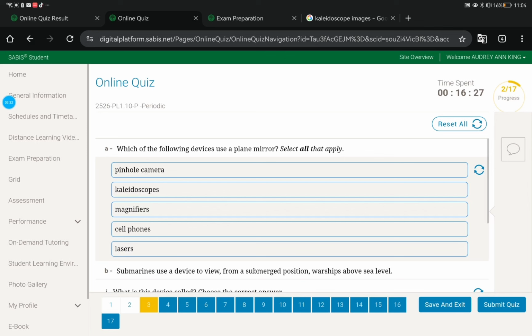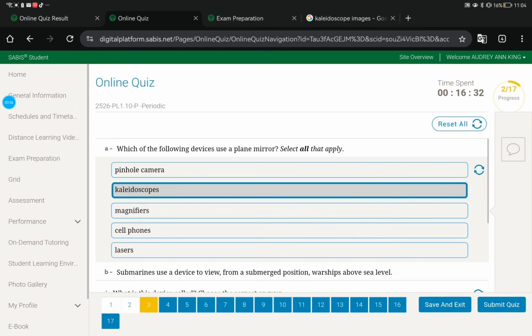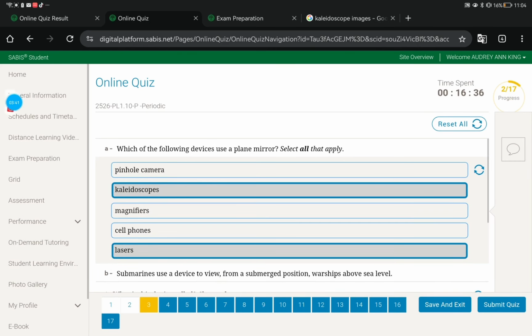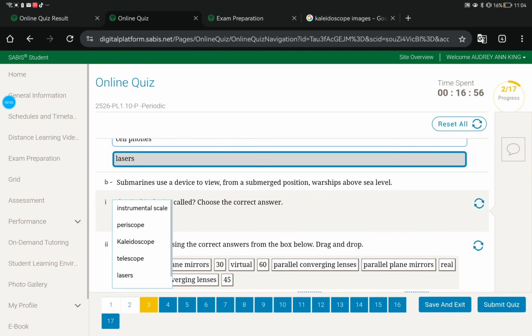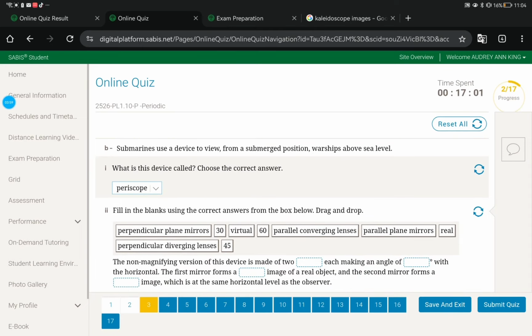Which of the following devices use a plane mirror? We already said kaleidoscopes use a plane mirror, and we also already said lasers use a plane mirror. So we know those two. Submarines use a device to view from a submerged position warships above sea level. What is this device called? We already said it's called periscopes because they use 2 plane mirrors angled at 45 degrees.